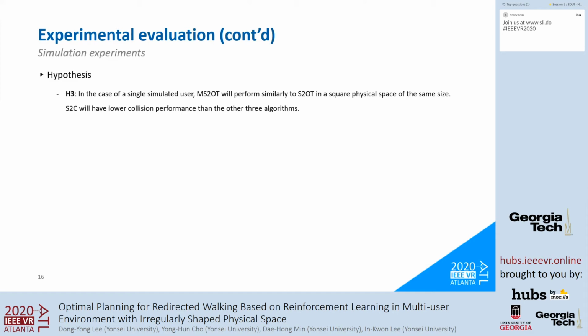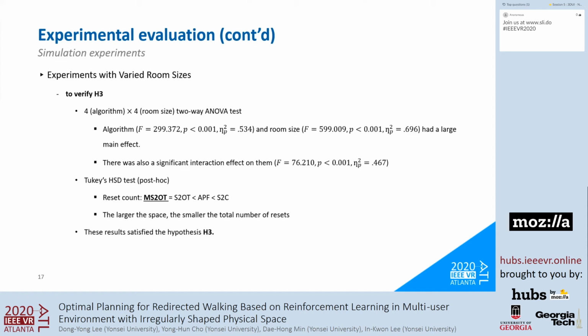To analyze hypothesis H3 for a single-user case with experimental results of various room sizes, we conducted a 4x4 two-way ANOVA test. The algorithm and room size had a large main effect, and the interaction effect between the two was also significant. The order of reset counts was the lowest for MS2T and S2T, followed by APF and S2C. The larger the space, the smaller the total number of resets.